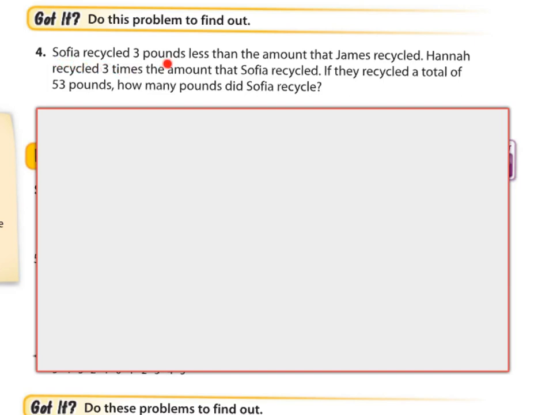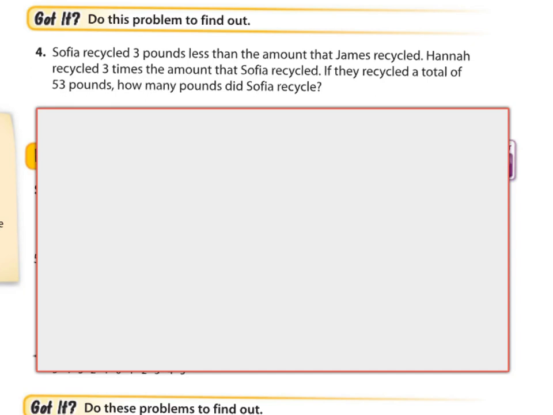Sophia recycled 3 pounds less than the amount that James recycled. Okay, so Sophia is James minus 3. You get that? So James minus 3 is Sophia. Hannah recycled 3 times the amount that Sophia recycled. So Hannah is 3 times J minus 3. If they recycled a total of 53 pounds, how many pounds did Sophia recycle?